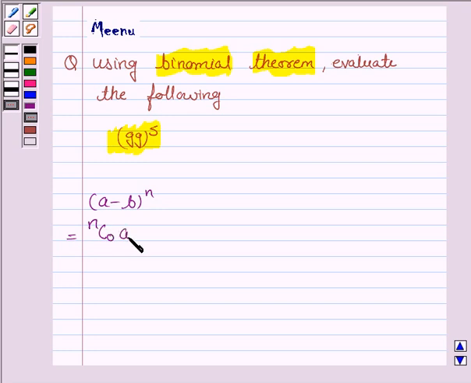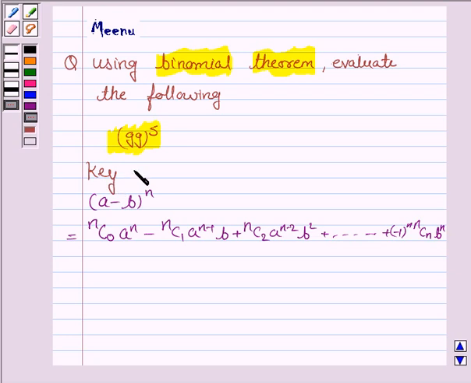nC0 a to the power n minus nC1 a to the power n minus 1 b plus nC2 a to the power n minus 2 b squared, and so on. The last term will be minus 1 to the power n nCn b to the power n. So this knowledge will work as the key idea. Let us now proceed with the solution.